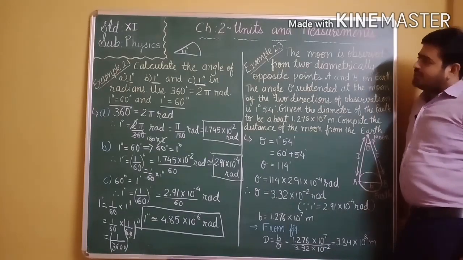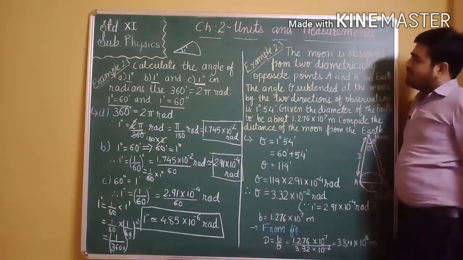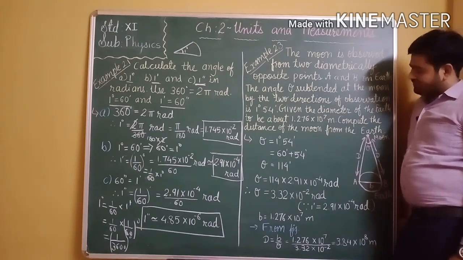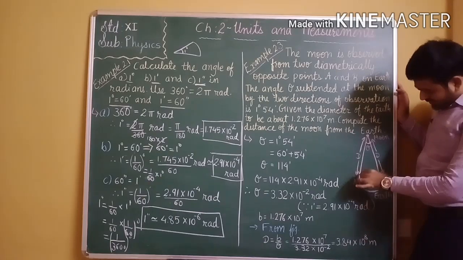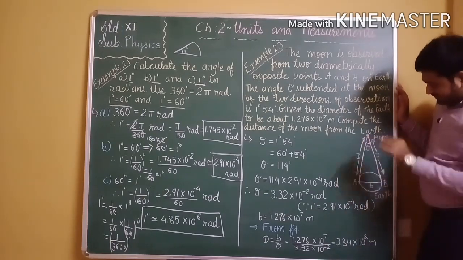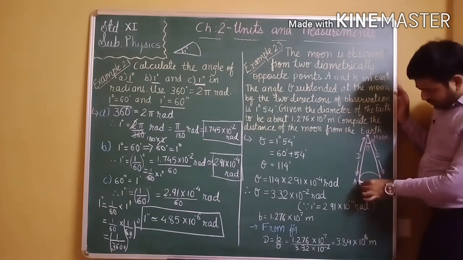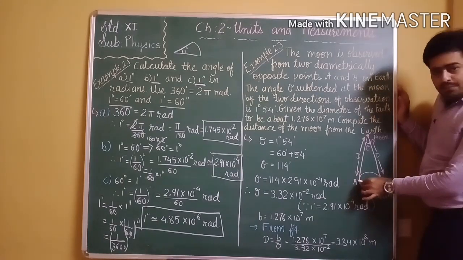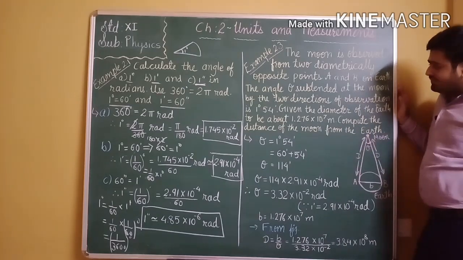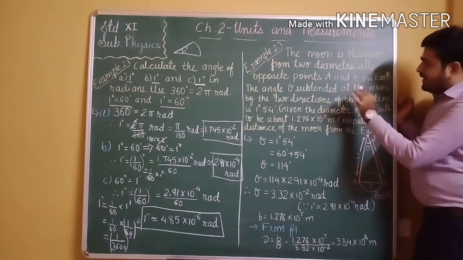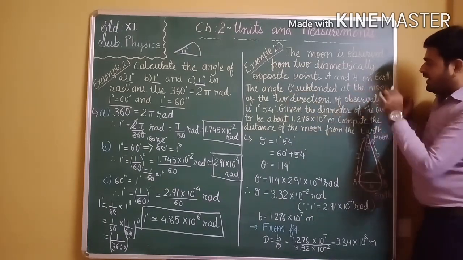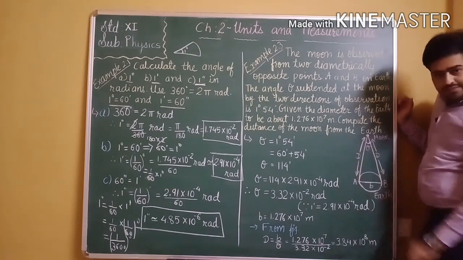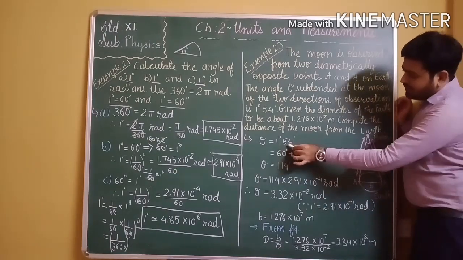Let us solve example 2.3. The moon is observed from two diametrically opposite points A and B on earth. For example, this is the earth and this is the moon. The moon is observed from two diametrically opposite points of the earth. It means the moon is observed first from A, then from point B. The angle theta subtended at the moon by the two directions of observation is 1 degree 54 minutes. So this theta they have given, that is 1 degree 54 minutes.